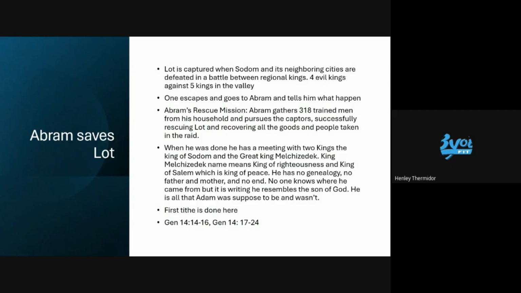Abram tithes. He takes 10% of everything that he has out of his whole camp, his people, his lambs, any money, any currency, anything that he has that's considered valuable. He takes 10% and he gives it to him. This is the first tithing that is done in the Bible. And this is where later on they use it as a basis.